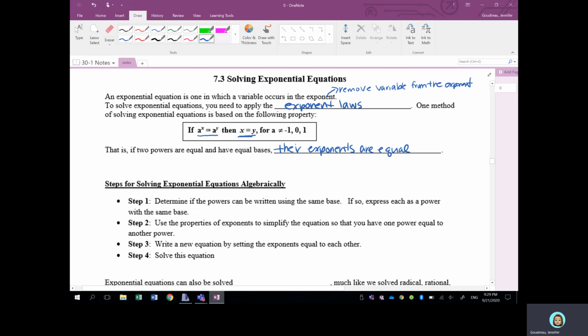And look what happens when we do that. When we go from having powers and then we equate the exponents, we are taking those variables out of the exponent, which is what we want to do. So we are going to use our exponent laws. We are going to use this property to equate the exponents, and then we're going to solve.